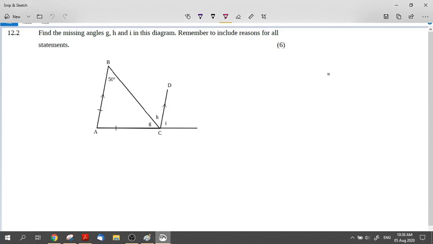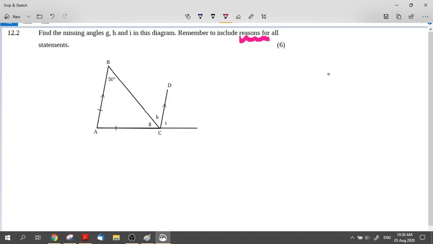Okay, this is the last geometry question from the June 2019 question paper. It says, find missing angles G, H, and I in this diagram. Remember to include all reasons for the statements. So look here, 1, 2, 3 angles, 6 marks. The reasons are half of your marks.